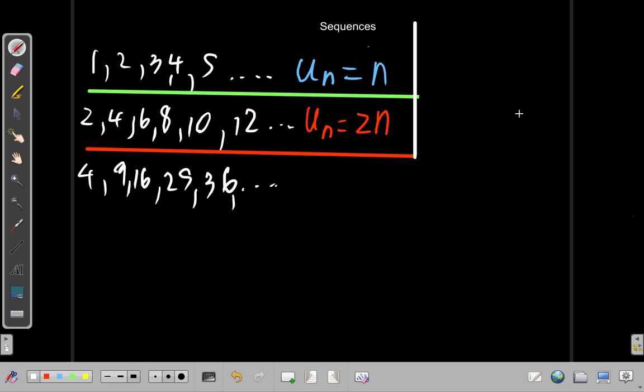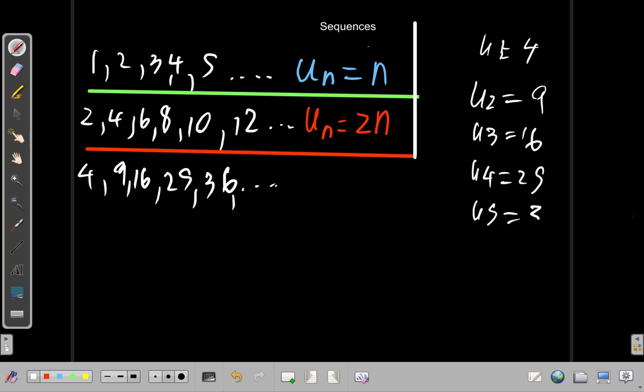Alright, it is obvious that U1 is 4. First term in position number 1, you have 4. In position 2, the second position, you have 9. The third position, U3 is 16. In the fourth position, U4, you have 25. U5 is 36, and so on. What could possibly be the function that generates these terms, the nth term, the Un? What could Un be?